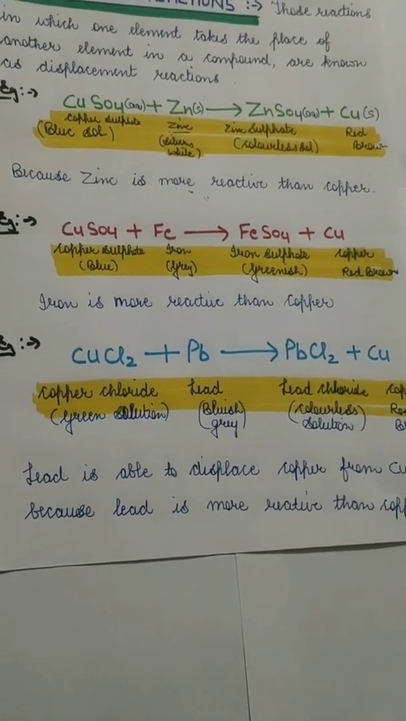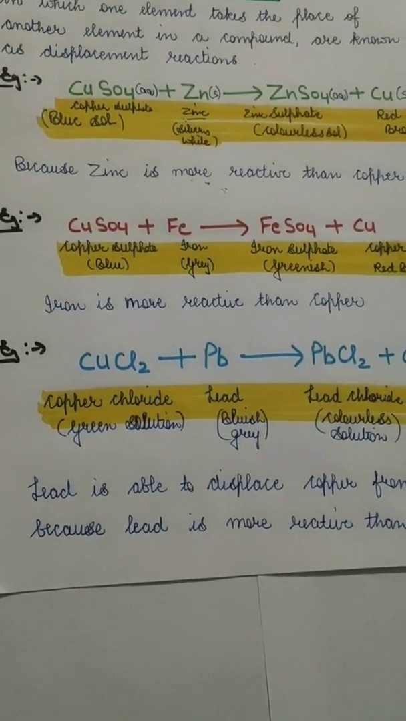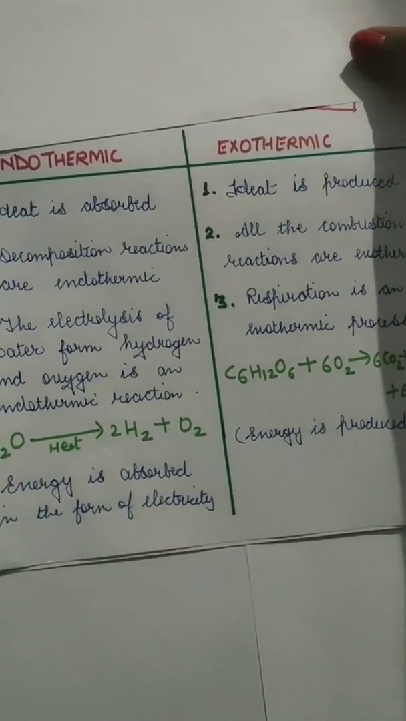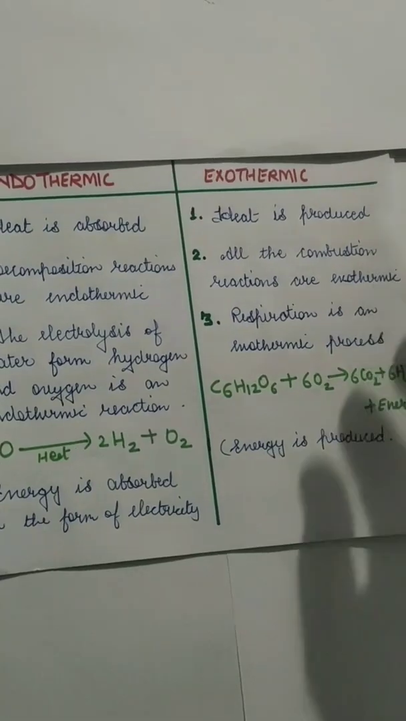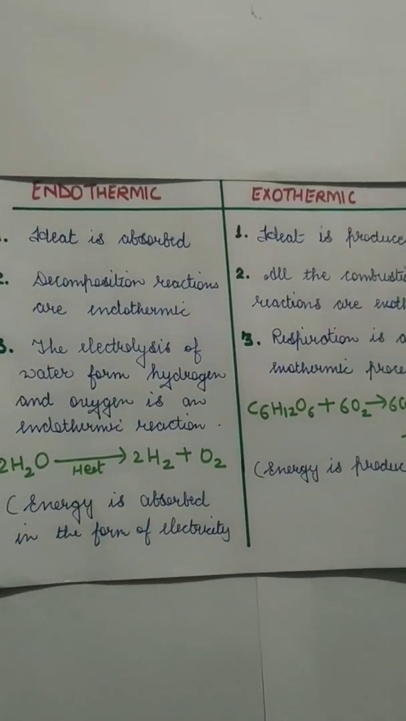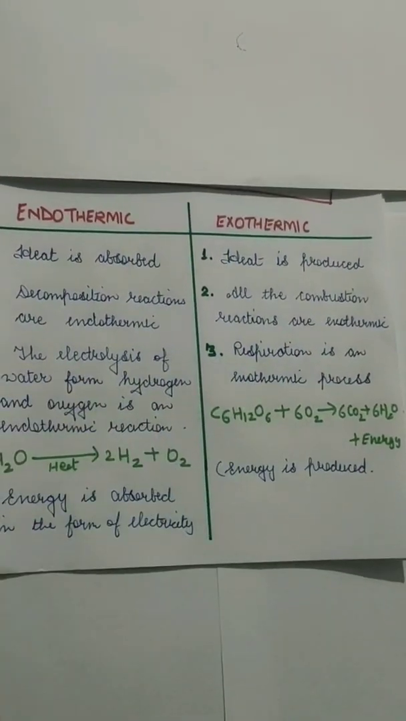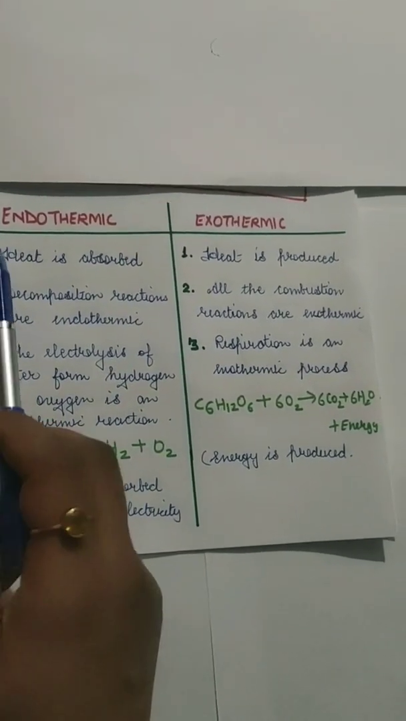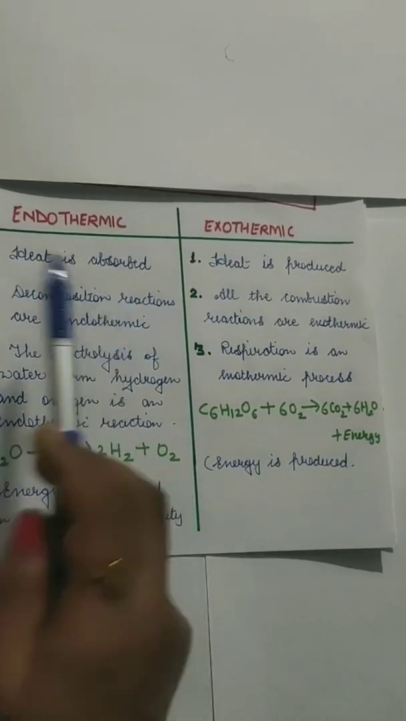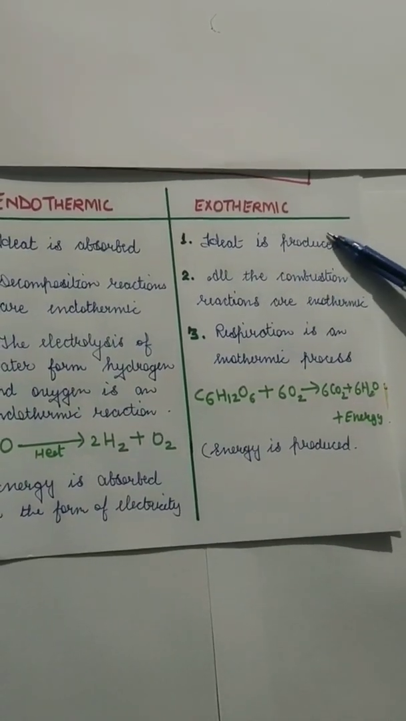Along with this, I will give you a brief review of endothermic and exothermic reactions, because in the videos I have just told you orally about endothermic and exothermic reactions. Now you can also write the notes on endothermic and exothermic reactions. How are they different from each other? In one, heat is absorbed. In the endothermic reaction, heat is absorbed, and in the exothermic reaction, heat is evolved or heat is produced.